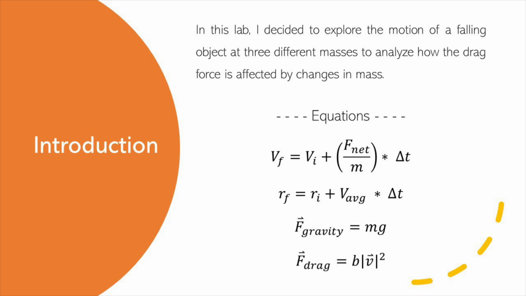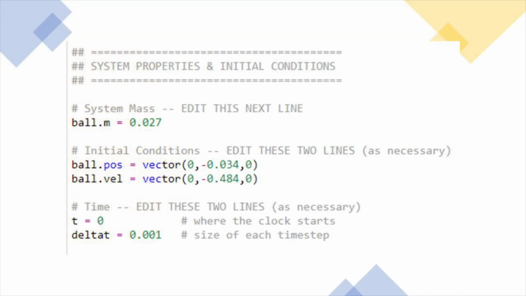In this experiment, I used the final velocity, the final position, gravity, and drag force equations to calculate those respective values. This is just a sample of the code that I used, where essentially I took the mass of the ball that I measured with the scale, its initial position, and initialized the time and the change in time of each time step. This was different for each mass, of course, but this is just an example of the smaller mass where the bottle was empty.